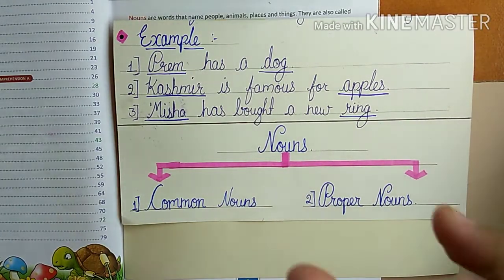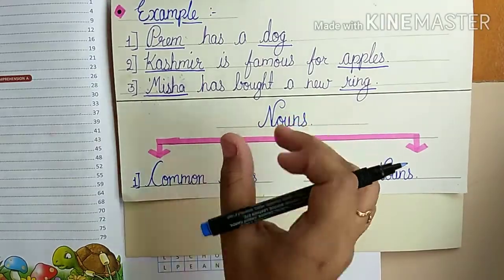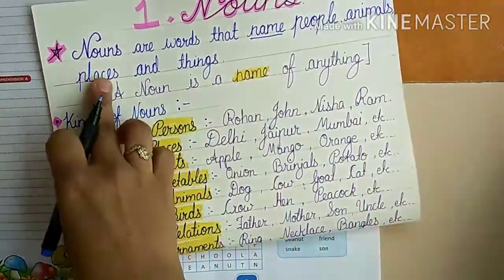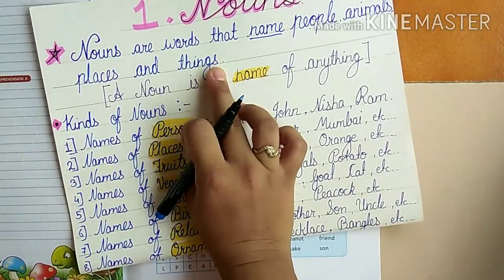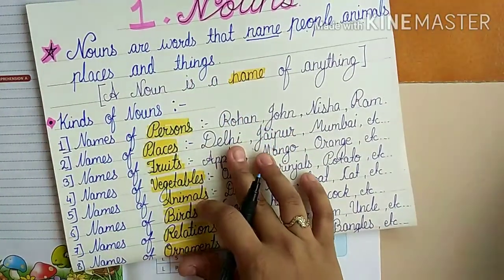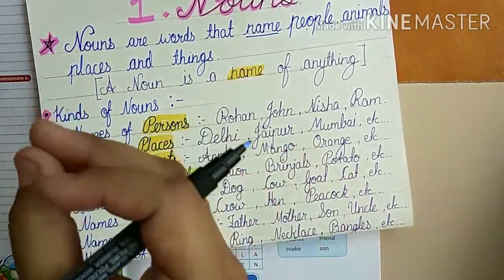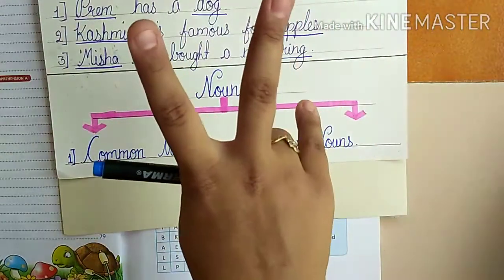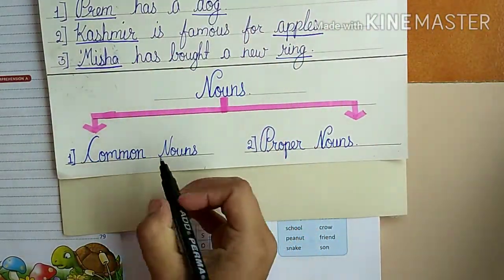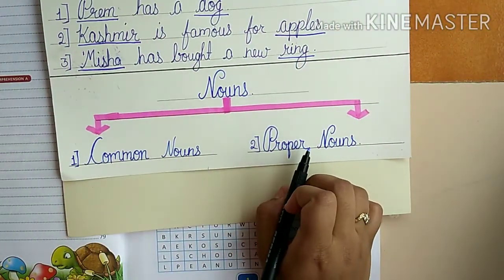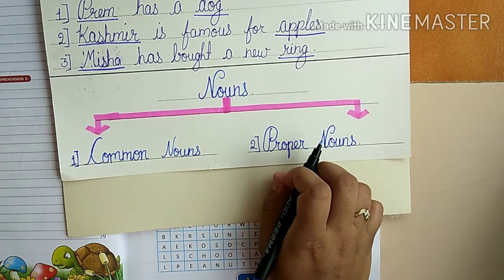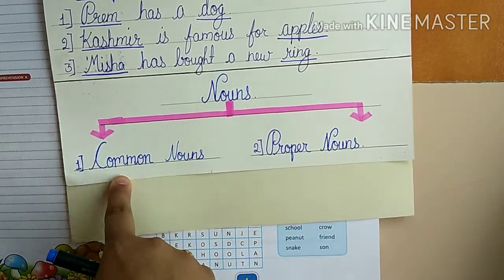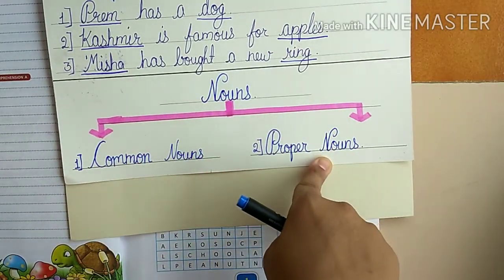Yes, this noun, ye noun means kisi bhi people, animal, place or thing, inka naam. Is noun ko humne aur divide kiya hai aur simple banane ke liye. It is divided into two parts. How many parts? Two parts. That is common noun and proper noun. Which two parts are there? A noun is divided into two parts. First, common noun. Second, proper noun.